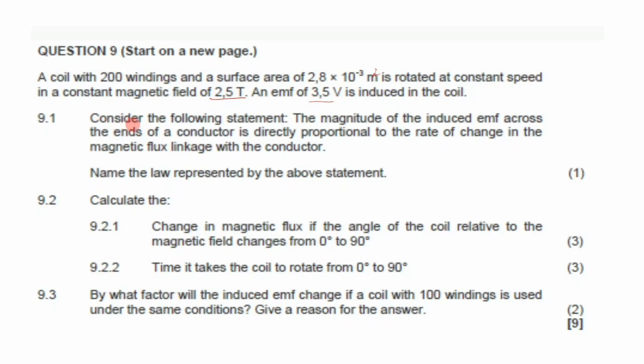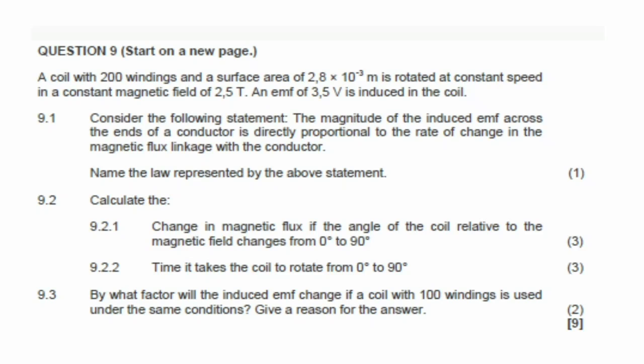Now 9.1 says consider the following statement. The magnitude of the induced EMF across the ends of a conductor is directly proportional to the rate of change in the magnetic flux linkage with the conductor. Now they say name the law represented by the above statement. So we know that that is the definition of Faraday's law.